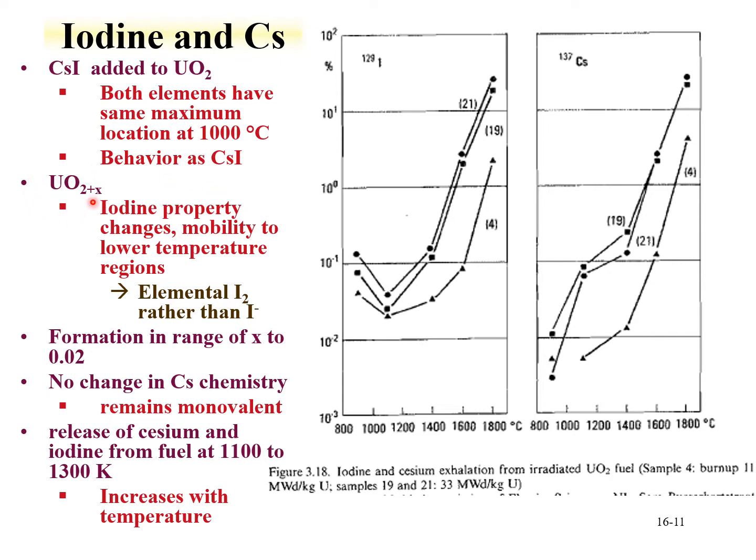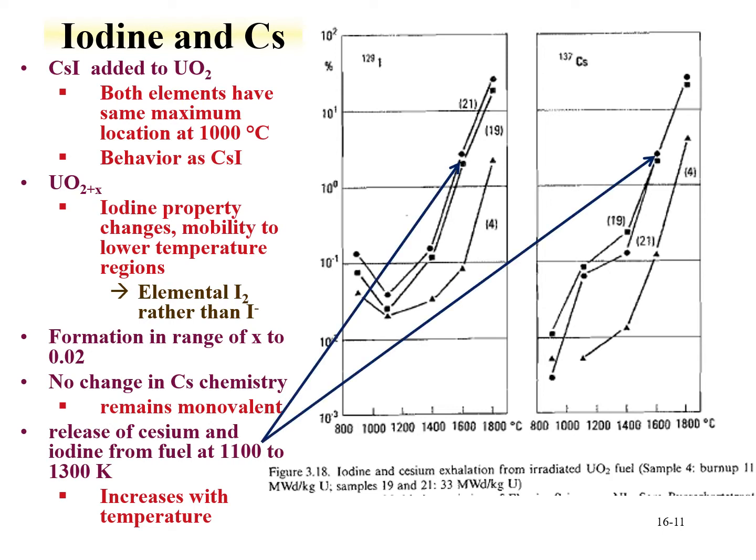If one evaluated UO2+x, the iodine behavior changes. There was mobility to lower regions, and this is because you would have elemental I2 rather than I minus. So the oxygen would help oxidize the iodine, keeping it elemental. And this transformation changed in the range of x up to 0.02. So just a relatively small amount of oxygen can help prevent the mobility of the iodine. Cesium itself did not change under these conditions. It remains monovalent, and its oxidation isn't going to be greatly influenced by just a small addition of oxygen from the UO2+x.